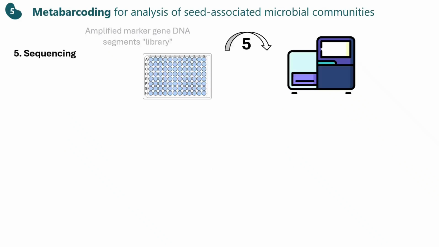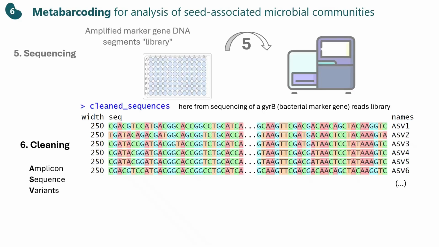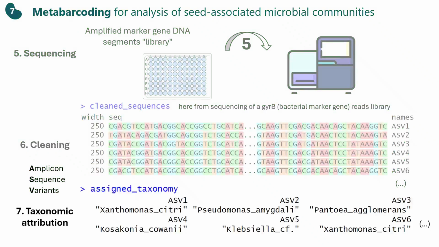This amplification yields a large library of the copies of the marker genes present in the sample's extracted DNA. The sequences of these segments can then be read at a high throughput by a machine called a sequencer. After using informatic tools to carefully clean the resulting read sequences, we are left with a set of sequences deemed uniquely different from each other. These unique sequences are labeled as amplicon sequence variants, or ASVs. Comparison with an appropriate database allows for the attribution of a specific taxon to each unique sequence.